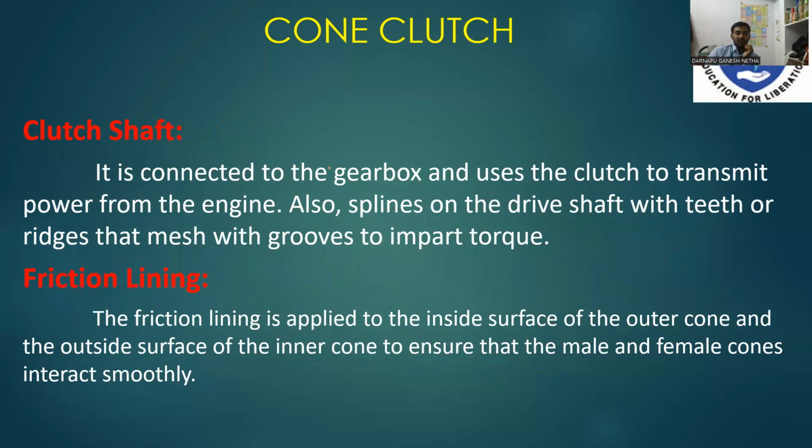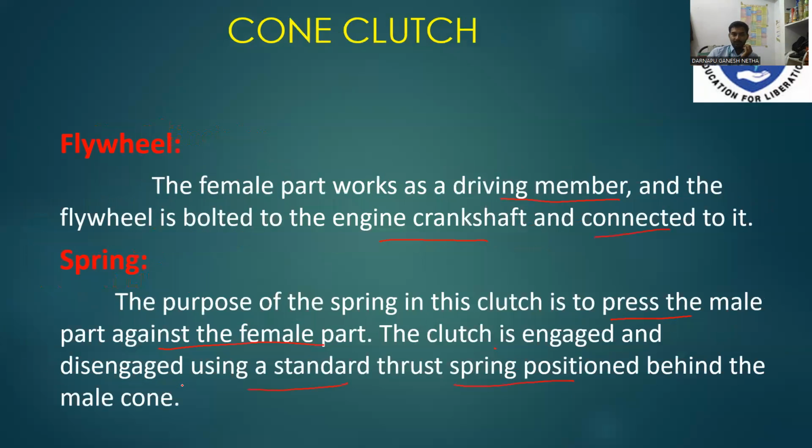Clutch shaft. It is connected to the gearbox and is used to transmit the power from the engine. The splines on the driving shaft and teeth rigidly mesh to transmit torque. Friction lining. Friction lining is applied to the inside surface of the outer cone and the outside surface of the inner cone, so the male and female cones interact smoothly.